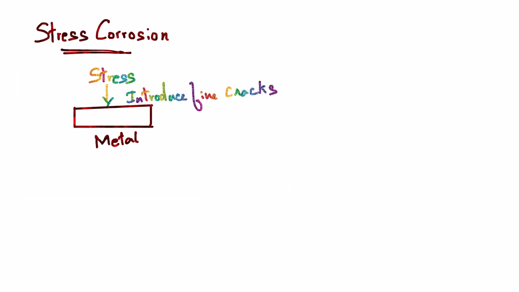Stress corrosion. Consider a metal that is subjected to some pressure or stress. This pressure or stress will lead to fine cracks. If fine cracks are there, that portion is exposed to the environment, which will lead to corrosion. So because of stress, the corrosion occurs, and hence the name is given as stress corrosion.